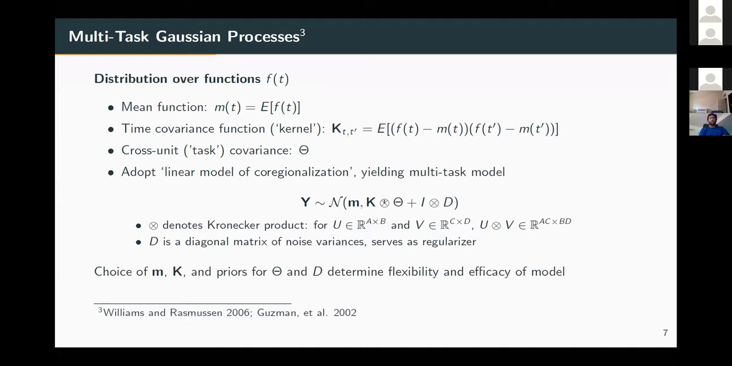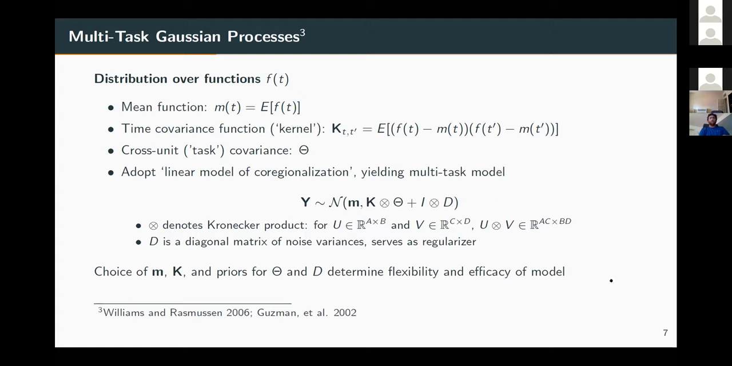Here I'm using Kronecker products to compose my kernel and my task covariance. Kronecker product is just a linear algebra term. It's described here. And then finally, this D term is going to be a diagonal matrix of our noise variances. So each observation has some noise attached to it. And so we're going to be specifying a prior over this D, and that's going to act as our regularization.